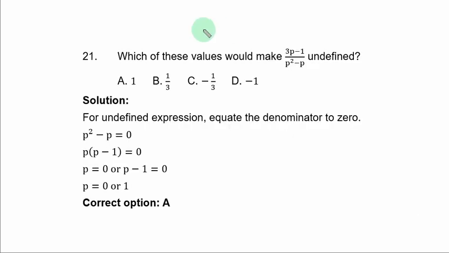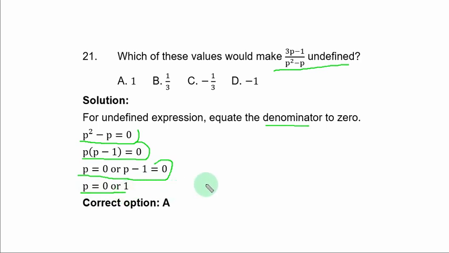Question 21. Which of these values would make 3p minus 1 over p squared minus p undefined? For an undefined expression, equate the denominator to 0. So you have p squared minus p equal to 0. You factor out p, you have p bracket open, p minus 1 bracket close equal to 0. You equate each factor to 0 and you have p equal to 0 or p minus 1 equal to 0. If you transfer minus 1 to the right hand side, you have p equal to 0 or 1. So we have A, the correct option.